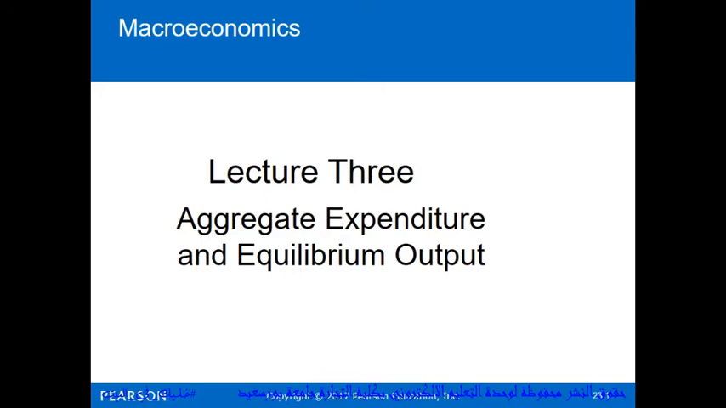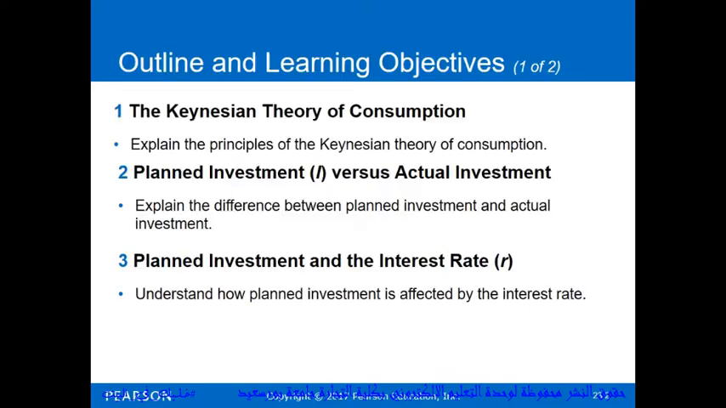In what follows, we will see Keynes' view of the main determinants of households spending on consumer goods, or consumption, and also business investment. We will also see how all the four components of aggregate expenditure can be put together in a simple Keynesian model to determine the equilibrium level of output or income.